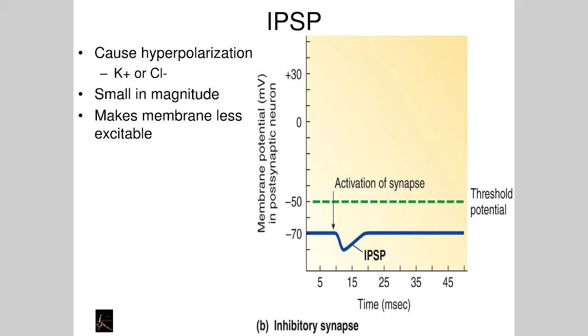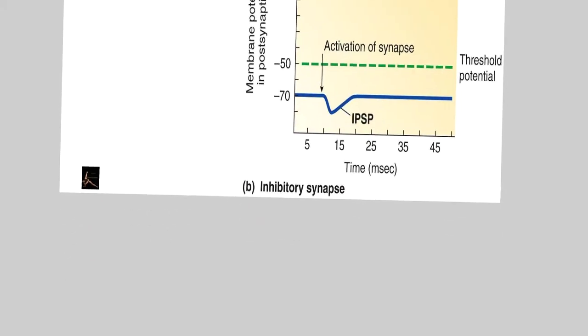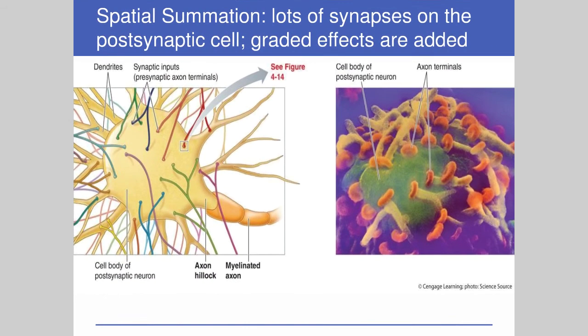So that accumulation is called summation. And there are two different ways we can get summation. So let's talk about the first one, known as spatial summation. Okay, spatial summation is illustrated here in these two pictures.